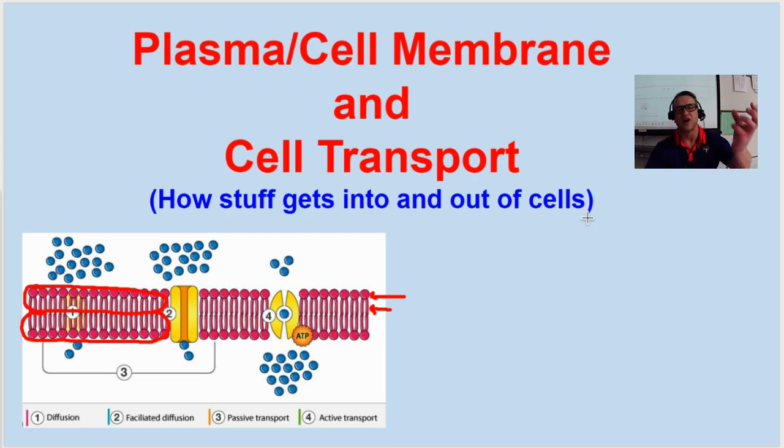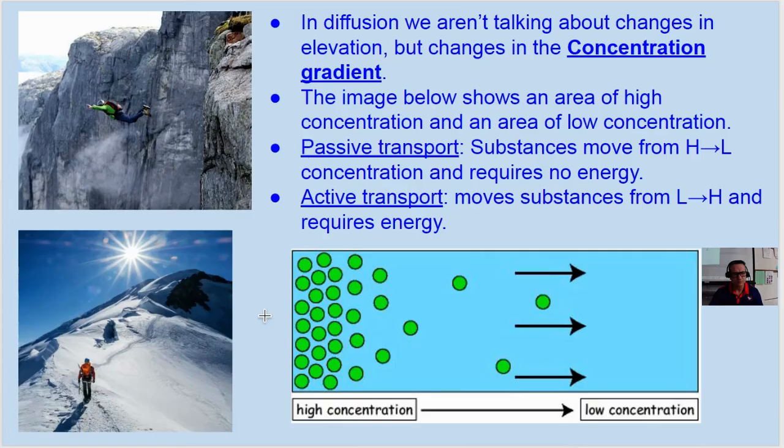All your cells need to get good stuff into your cells, like oxygen and glucose, sugar, and they've got to get rid of waste products like carbon dioxide. All right, so I'm going to try to make this as short as possible. So take some good notes.